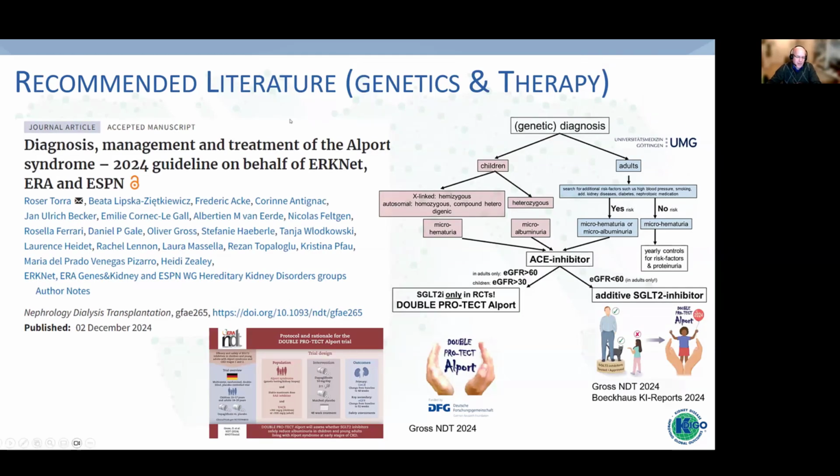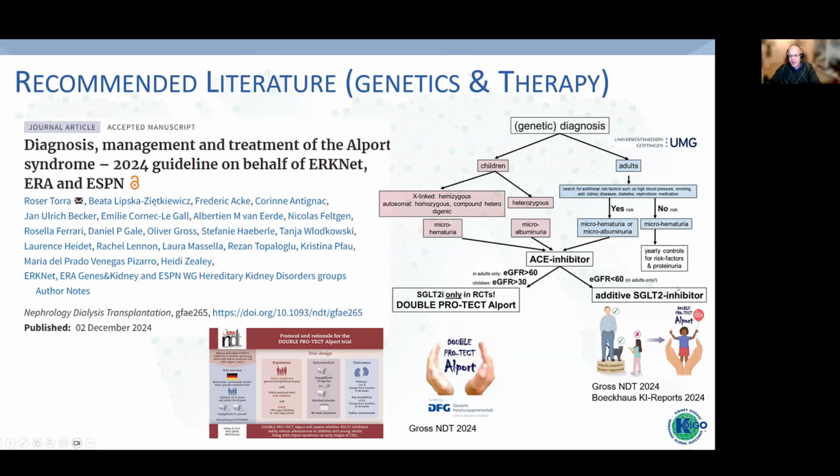So I recommend to read the IMPRESS first guideline on behalf of ERKNet, ERA, and ESPN about the diagnosis, management, and treatment of Alport syndrome. And I just want to sum up the very simple message about therapy. So the first message here is we need a genetic diagnosis to be sure. Because if you have a heterozygous child, you would start ACE inhibition only if the child already has microalbuminuria. But if the child has a severe Alport case, like homozygous X-chromosomal, autosomal homozygous, compound heterozygous, or digenic Alport syndrome, you would start before onset of microalbuminuria because of the bad prognosis for the kidney.